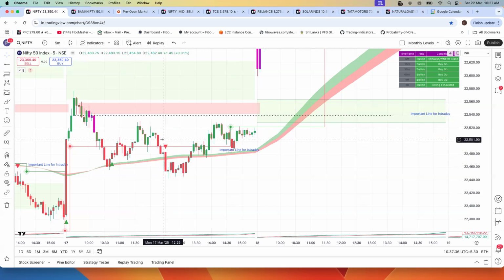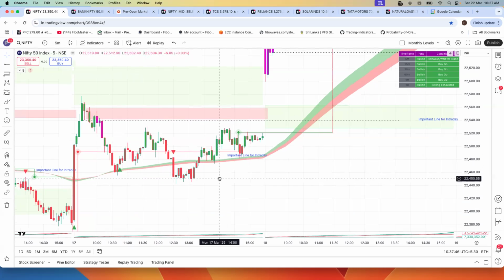Even though it is changing to red here, right? I will be 100% confident that this will come back again. So always, this is the first element of the extreme fabulous indicator: whenever you see green on the top, you should be on the buying side. You should not be on the selling side.